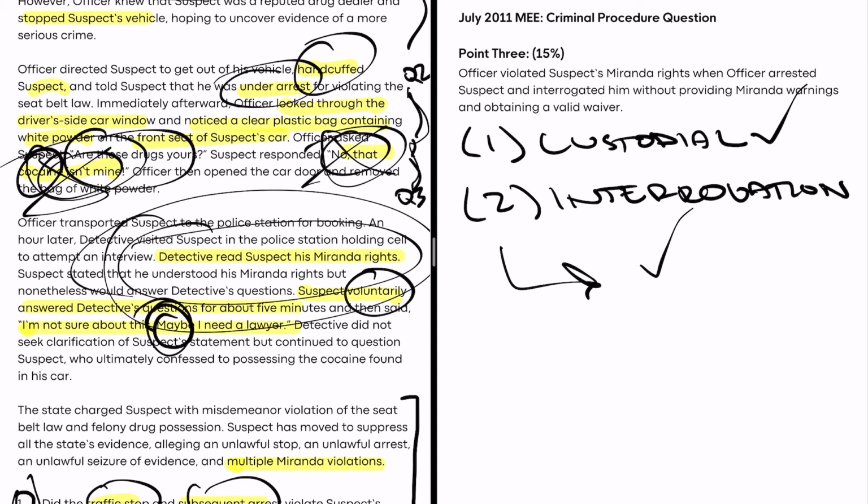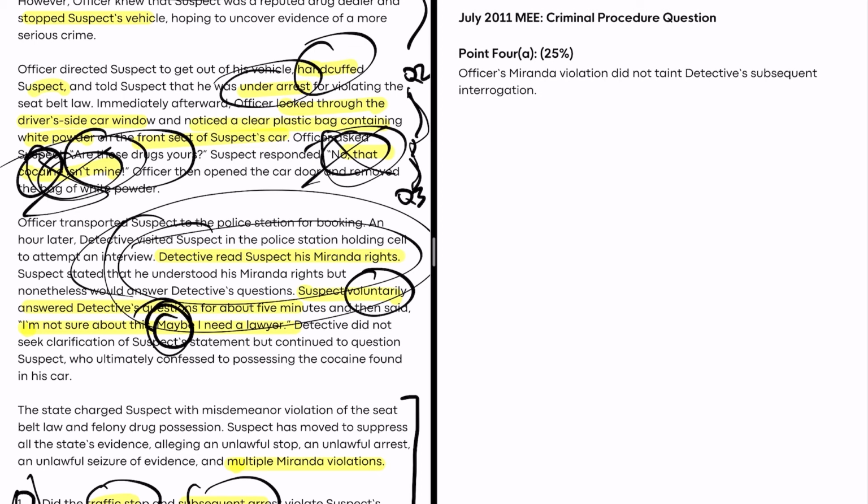Miranda v. Arizona requires that police inform a suspect of their Miranda rights before conducting a custodial interrogation. Failure to do so results in a Miranda violation. So because this police officer in our fact pattern conducted a custodial interrogation without informing the suspect of his Miranda rights, that's where we get the Miranda violation, right? Officer violated suspect's Miranda rights. That was point 3, worth 15% of the essay, which takes us to point 4, which was worth 25%.